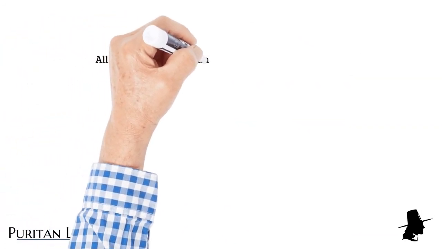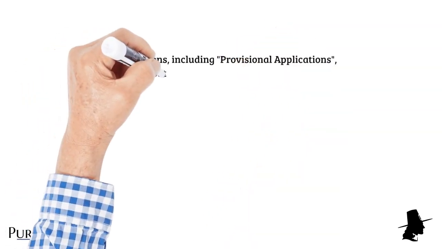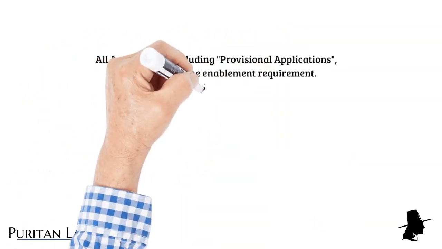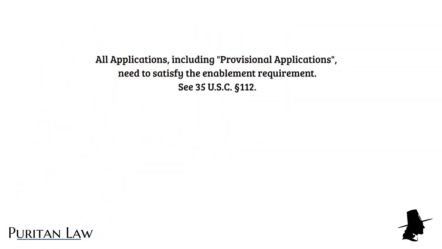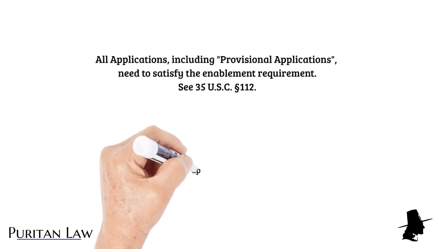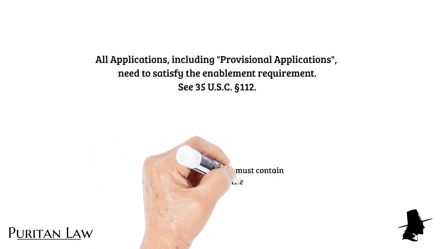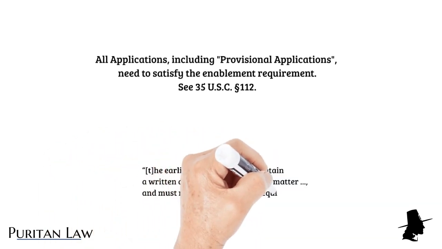Just to sum up, all applications, including provisional applications, need to satisfy the enablement requirement. In order to accomplish this, the provisional application needs to include a written description of the subject matter, and that written description must meet the enablement requirement.